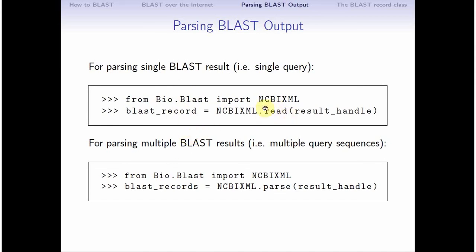One is read. If you have a single blast result, use read. If you have multiple, use parse. But before you use this, you need to import NCBIXML. This is the module we're going to use in order to parse a blast output. So these two are the same thing, just that one is for a single record and the other for multiple records.